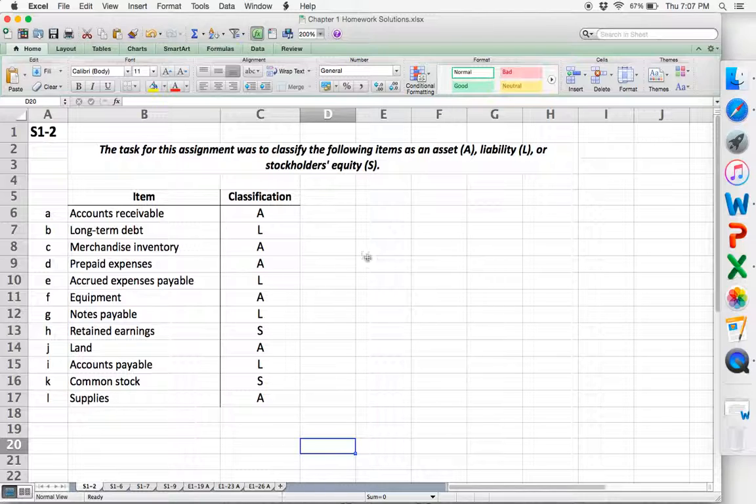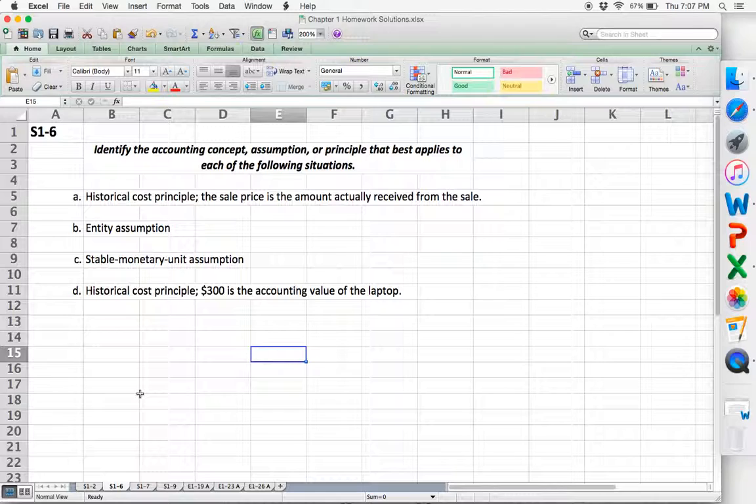So we'll go ahead and move forward to the next problem, S1-6, which you can tab over to on this other screen here. So this one, we were supposed to identify the accounting concept, assumption, or principle that best applies to each of the following situations. So I'll read it off your text. Letter A started off with Burger King, the restaurant chain, sold a store location to McDonald's. How can Burger King determine the sale price of the store? By a professional appraisal, by Burger King's original cost, or by the amount actually received from the sale.